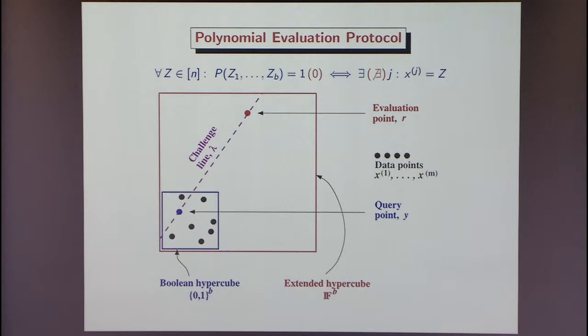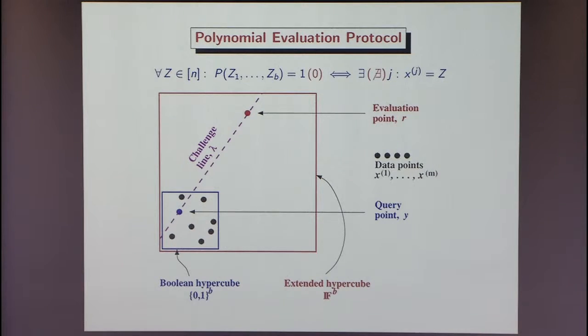So here's where Merlin comes into play. I send Merlin the line through the evaluation point and the query point. It's a line in F to the b, so a finite set of size exactly order of F. This is my challenge line, pretending I'm Arthur. So suppose I'm Arthur. I'm challenging Merlin: tell me the description of that polynomial p when restricted to the line.